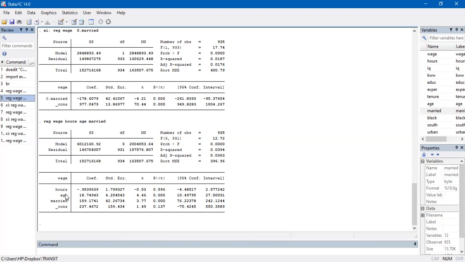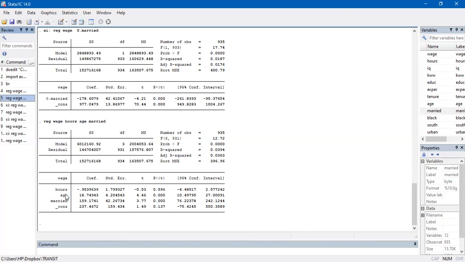If we take married, and it is significant, it means that there is actually a difference between the wages of those who are married and those who are not married. Okay, so that is the test of significance. If you have the output like this, we have two ways of doing that.